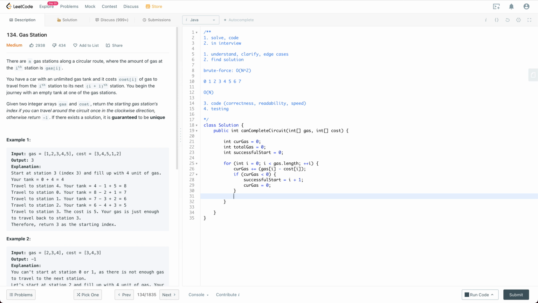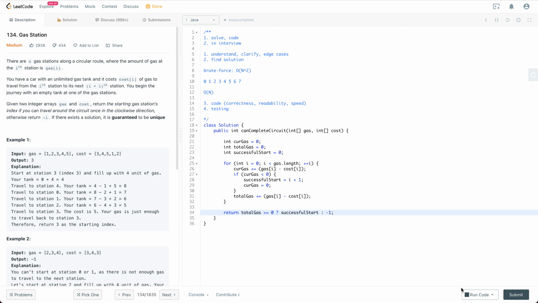At the same time, we need to update our total gas, the same way, with gas[i] minus cost[i]. If at the end the total gas is larger than or equal to 0, then we are just going to return successful start. Otherwise, we are just going to return -1. So we could just say, return whether the total gas is larger than or equal to 0. If yes, then we return successful start. Otherwise, we just return -1.